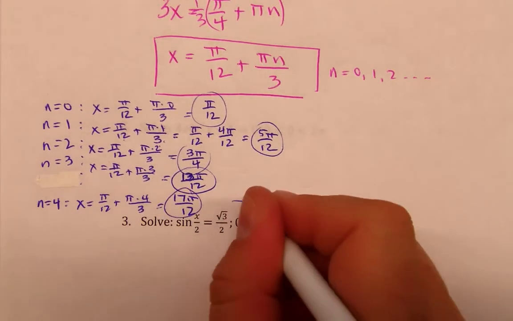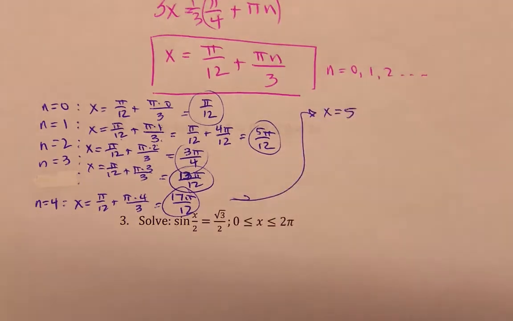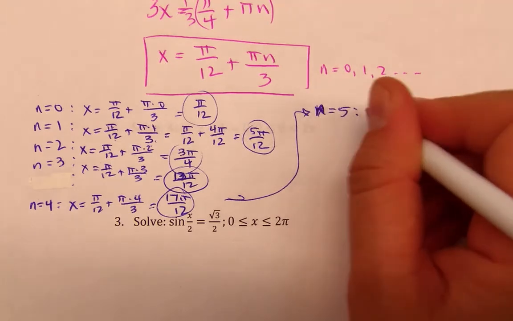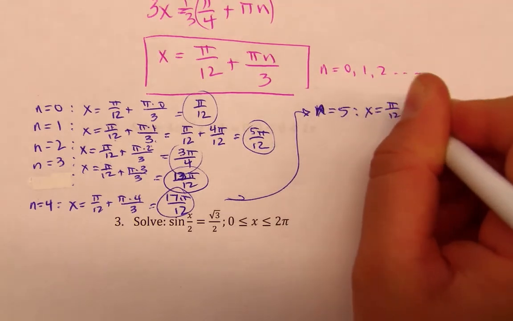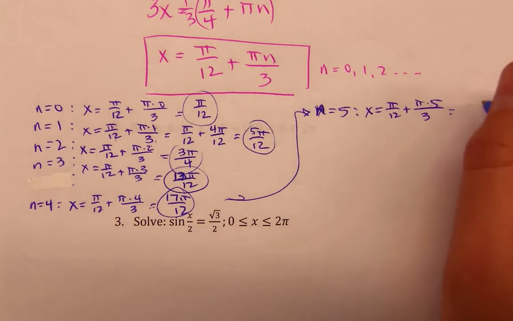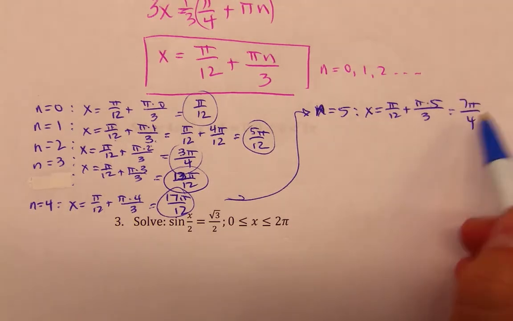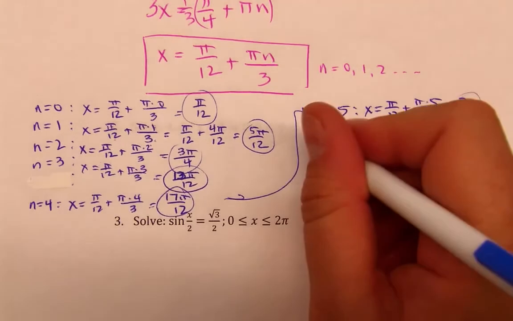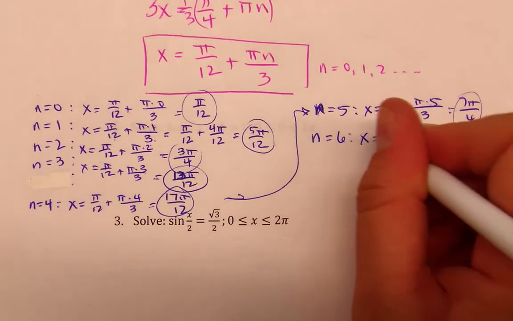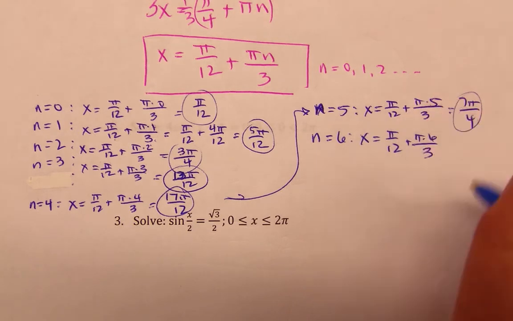I'm going to move up here. x equals 5, or n equals 5. So x equals pi over 12 plus pi times 5 over 3. And simplifying that, we get 7 pi over 4. We know that that's getting close to 2 pi, so we know we've got to run out of answers here soon. n equals 6, x equals pi over 12 plus pi times 6 over 3.